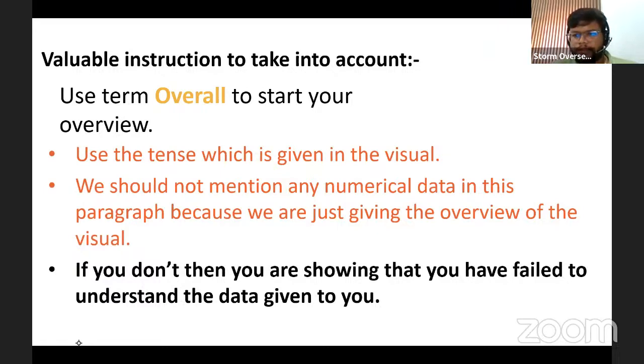The very important thing is we can't mention any numerical data because it is not needed, and mostly it is about trend and highest and lowest values. These are going to be the highest or lowest or a trend, so they do not need any number. If I'm saying this one is highest, then nothing can be higher than that value. So that is the reason.